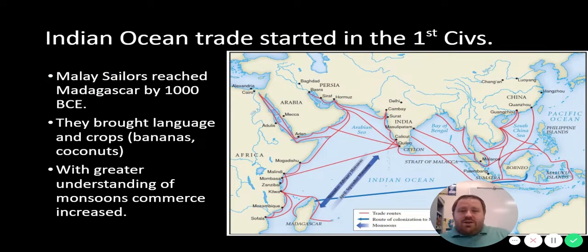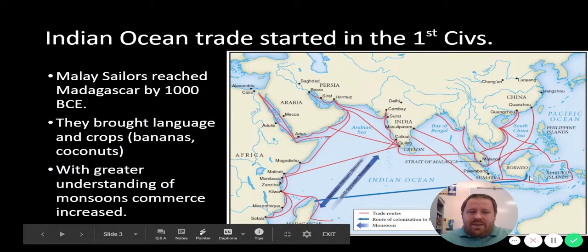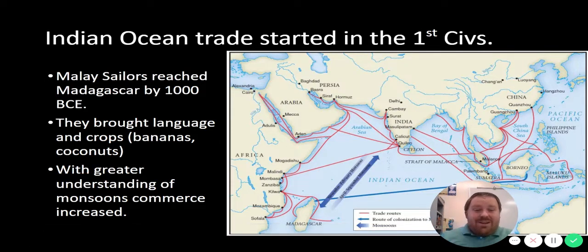Okay, Indian Ocean trade started in the first civilizations. Sailors from Malay in Southeast Asia reached Madagascar by 1000 BCE. They went across from Borneo, where the Malay sailors are, and crossed the Indian Ocean by 1000 BCE. Now, you may be thinking, this means they had ships. And yes, they would have to have ships by 1000 BCE that could go across the Indian Ocean. This is pretty amazing.